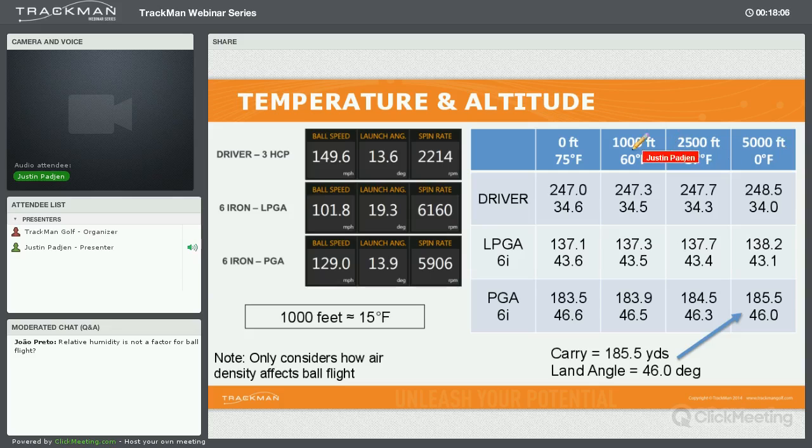And this is the same thing that I've done for these two as well. So if we went up to 5,000 feet and all the way down to 0 degrees, again, it doesn't change much from 0 feet and 75 degrees.